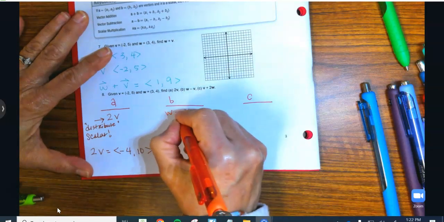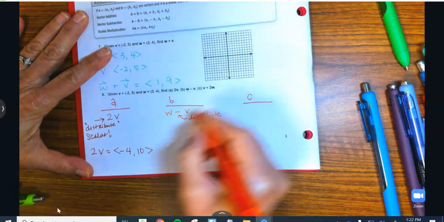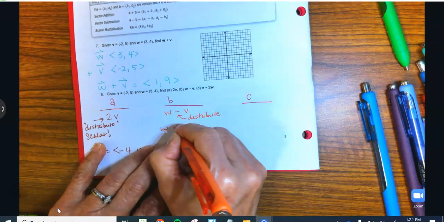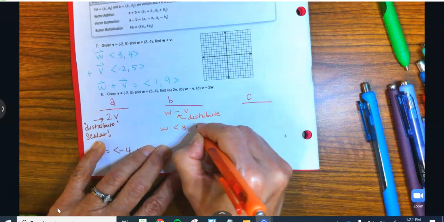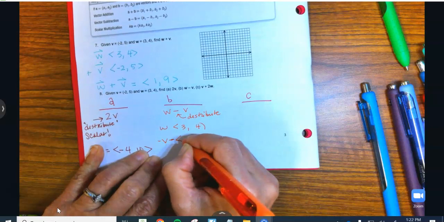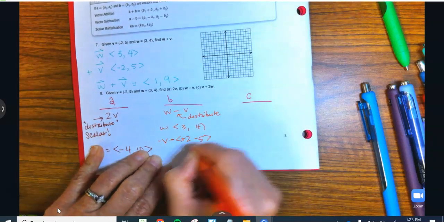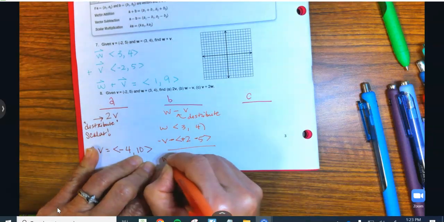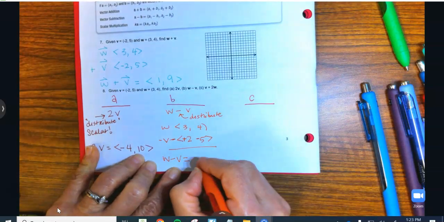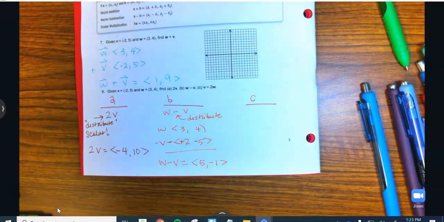For part B, we're going to do w minus v. You're actually going to distribute the negative also, just like you would if we were trying to subtract binomials. So remember, w is going to be at 3, 4, and v is going to be at -2, positive 5. Just change the signs when you subtract.